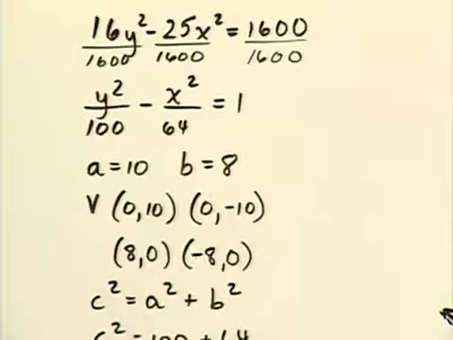With b equal to 8, we can get those other points that will help us form our box to graph this hyperbola. So that'll give us (8, 0) and (-8, 0) on the x-axis.